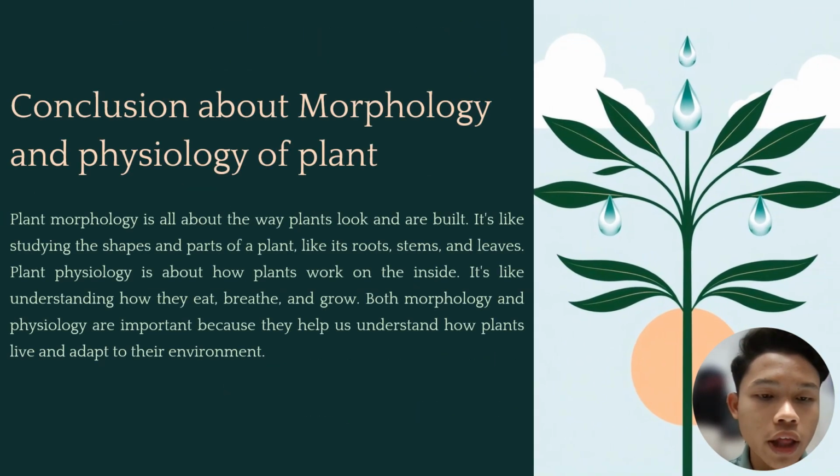So now we are at the last part of this slide, which is a conclusion about the morphology and physiology of plants. Plant morphology is all about the way plants look and are built. It's like studying the shape and parts of a plant, like its roots, stems and leaves. Plant physiology is about how plants work on the inside. It's like understanding how they eat, breathe and grow. Both morphology and physiology are important because they help us understand how plants live and adapt to their environment.